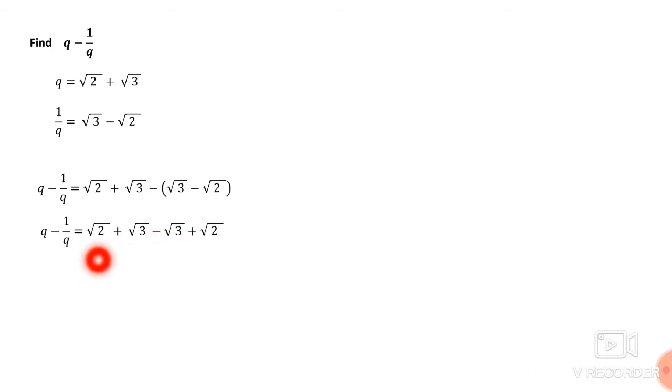We will have square root 2 plus square root 3 as it is, and minus square root 3 plus square root 2. Here we can see that square root 3 and minus square root 3 can be cancelled out, and we are left with square root 2 plus square root 2, which is equal to 2 square root 2. This is q minus 1 upon q.